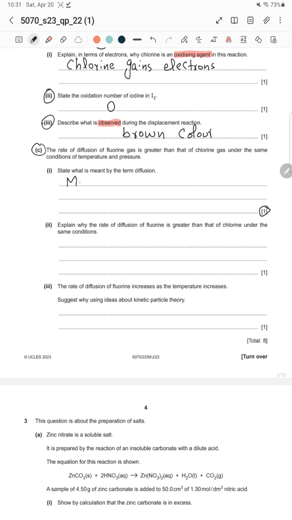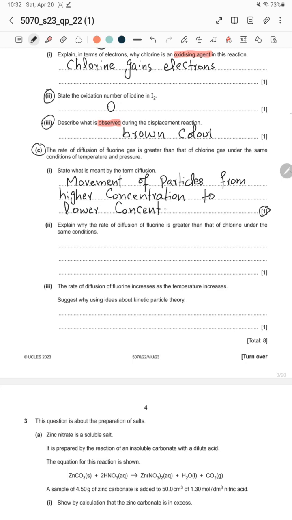So movement of particles from higher concentration to lower concentration. And you should know there are how many factors upon which diffusion depends. There are 2 factors. One is molecular mass and other one is temperature. Temperature is directly proportional to diffusion and molecular mass is inversely proportional.